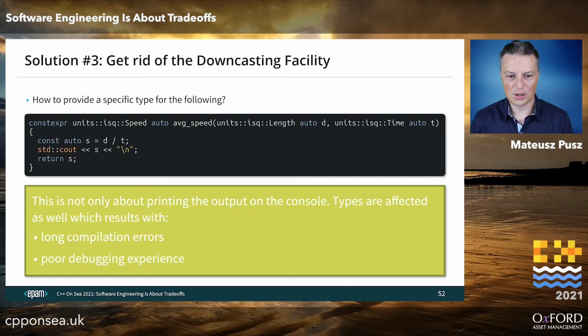And just remember, it's not only about the printout, about the console, right? The most benefit of the downcasting facility is not output on the console. The biggest benefit is having nice, clear error messages and a nice debugging experience.